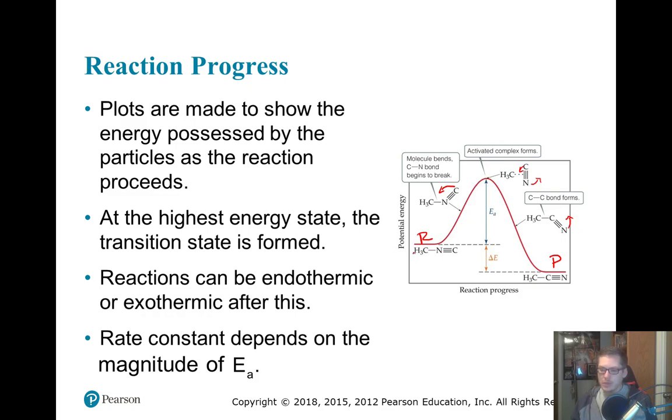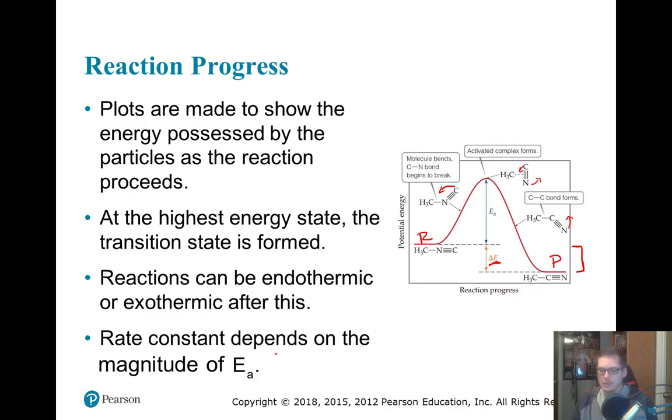We can also see whether our reaction is exothermic or endothermic by looking at our delta E. If our reaction released energy, then we would have an exothermic reaction. This reaction goes from this reactant to this product, and we have energy left over, so this is an exothermic reaction. If the products were above the reactants, it would be an endothermic reaction.